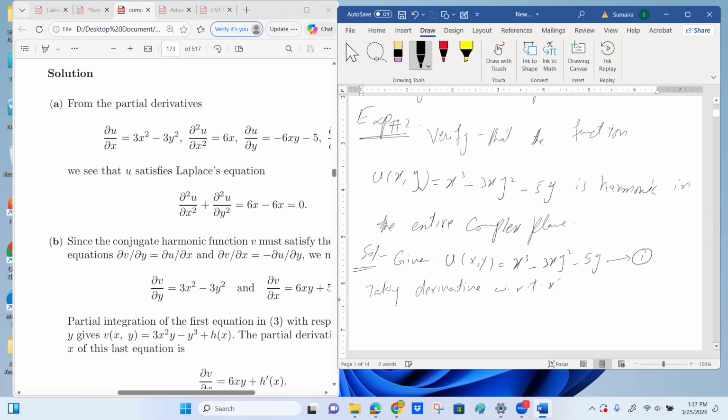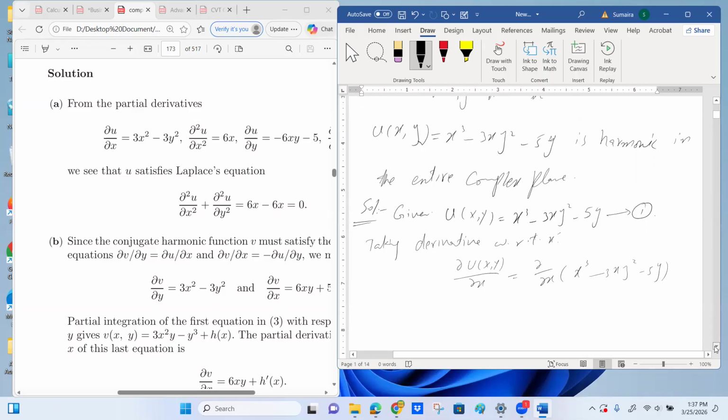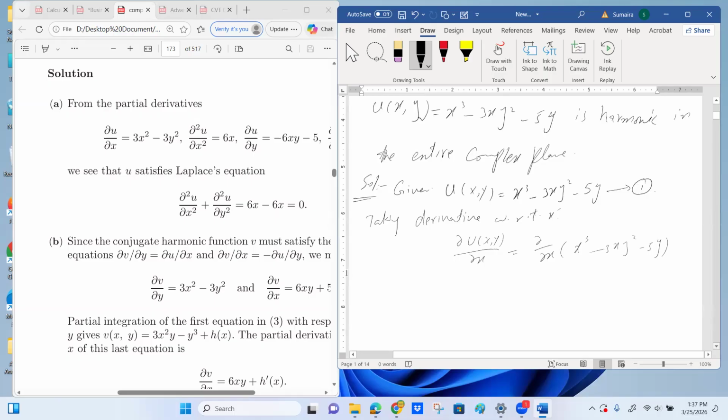With respect to x. So partial u by partial x is equal to partial by partial x of x cube minus 3 x y square minus 5y. So if I take the derivative with respect to x, then partial u by partial x is equal to, for example, I ignore the other variables this time. So this is equal to 3x square minus 3y square. Okay, this is the partial derivative with respect to x. And then again differentiate with respect to x.